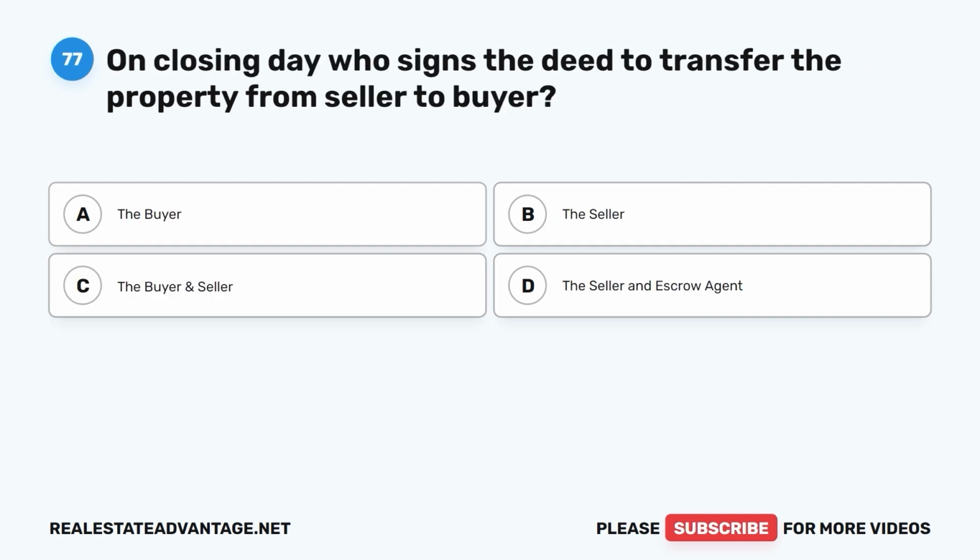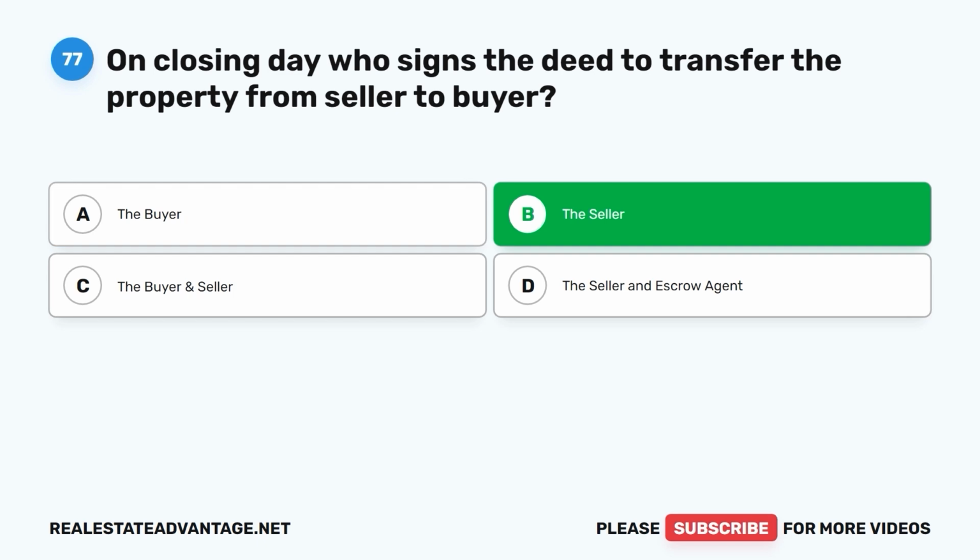Question 77. On closing day, who signs the deed to transfer the property from seller to buyer? A. The buyer. B. The seller. C. The buyer and seller. D. The seller and escrow agent. The correct answer is B. The seller.